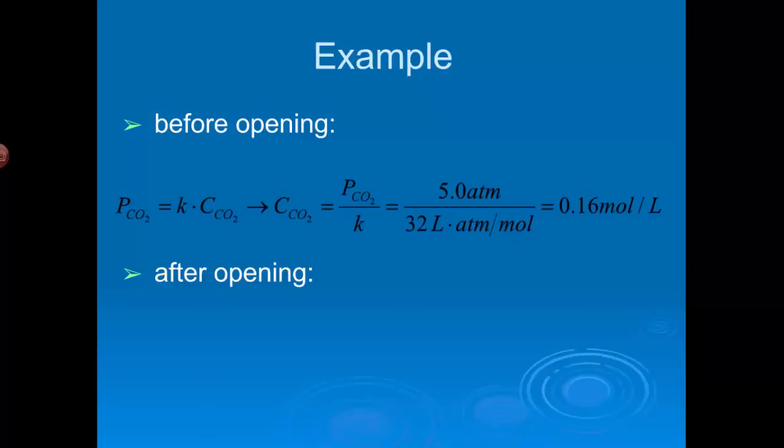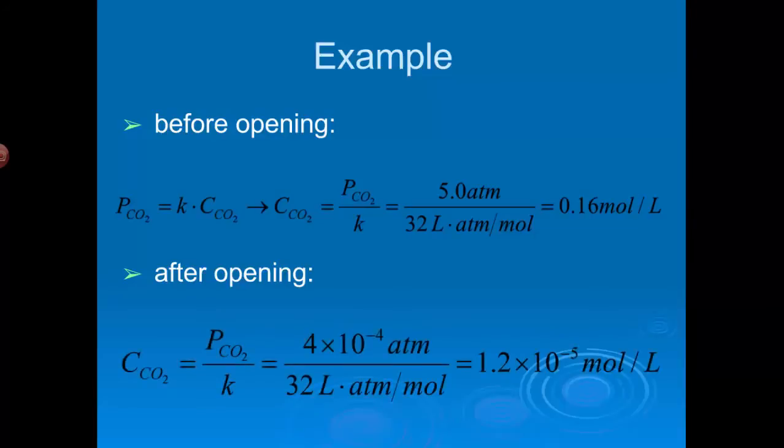After we open it, we release that pressure above it. All that's left above the liquid is the atmosphere, atmospheric air. Okay? So the concentration of CO2 is PCO2 over K, but the pressure of CO2 has dropped considerably to 4 times 10 to the minus 4 atmospheres, which is just the CO2 in the air above it. And K is the same for carbon dioxide at this temperature, so we get 1.2 times 10 to the minus 5 moles per liter.